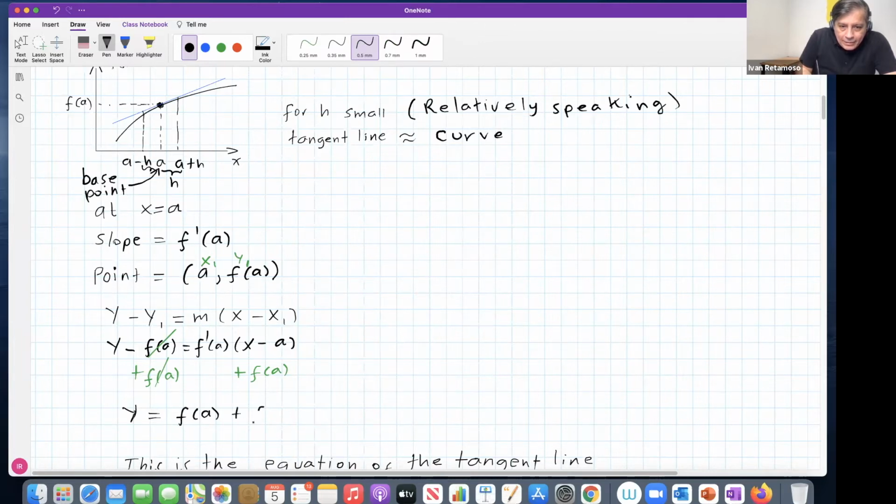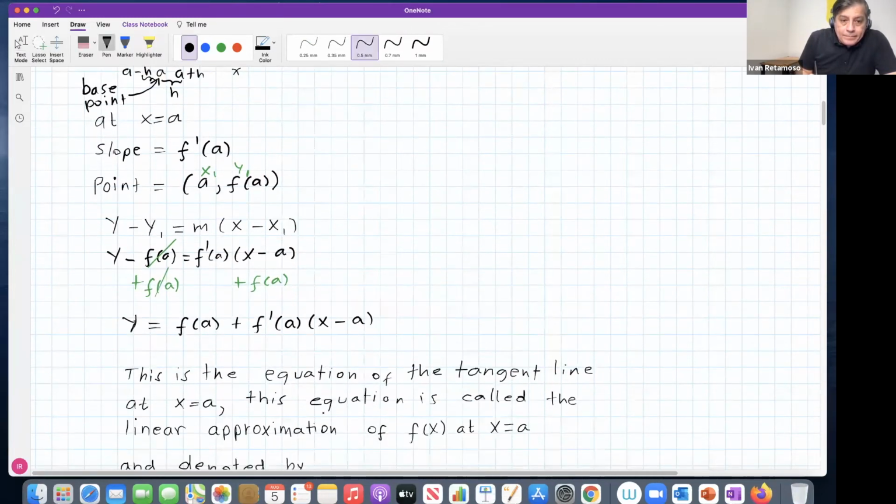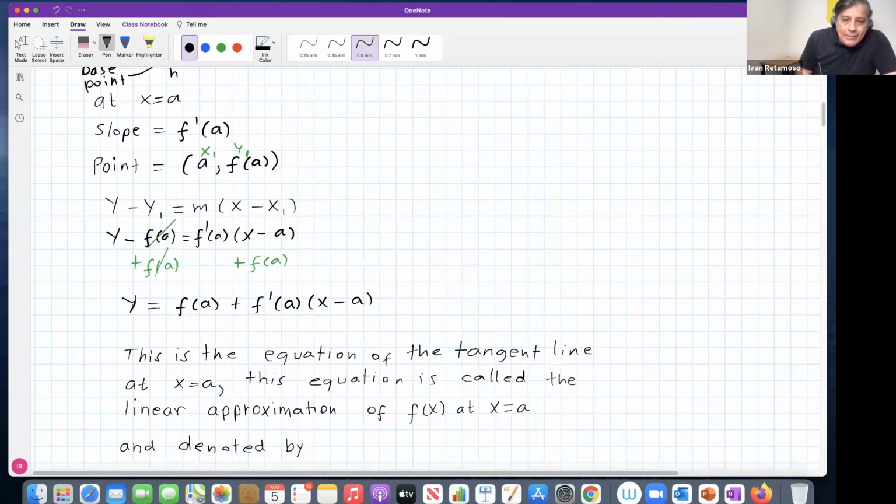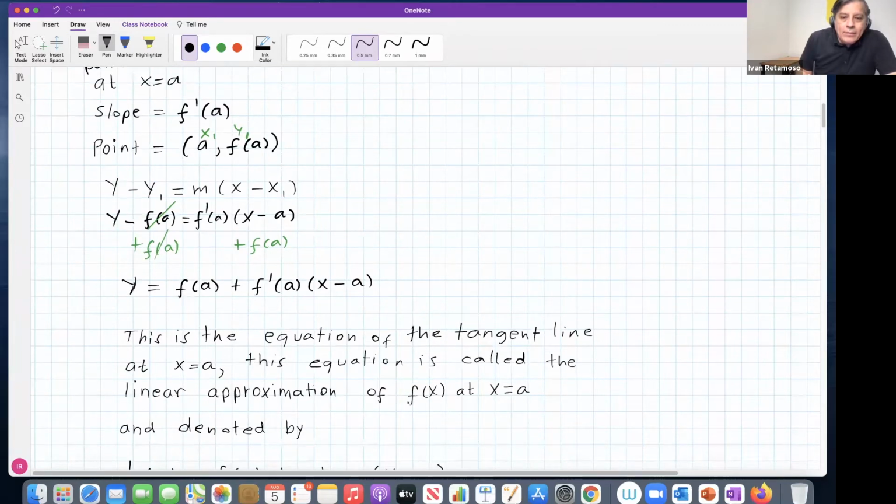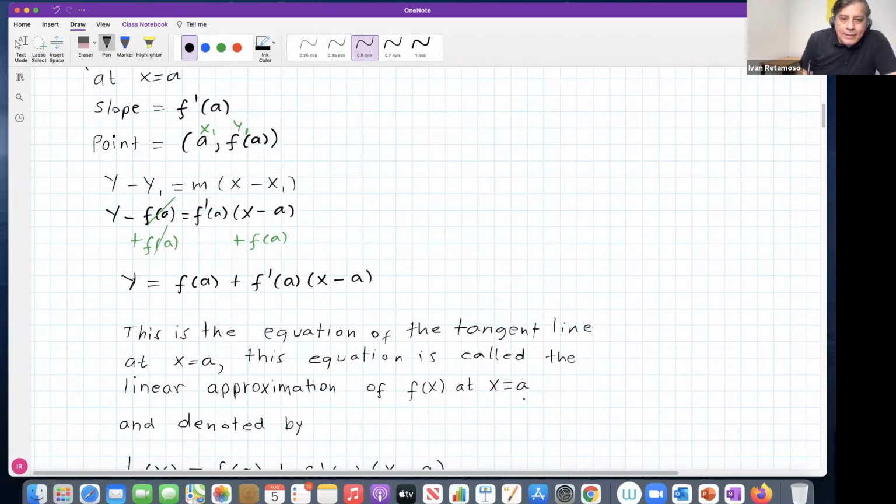Plus the effect of the slope here, minus a, right? Yep. So this is the equation of the tangent line, the equation of the tangent line at x equal a. This equation is called the linear approximation of f of x at x equal a.